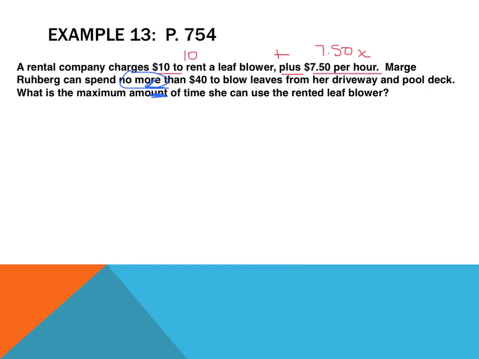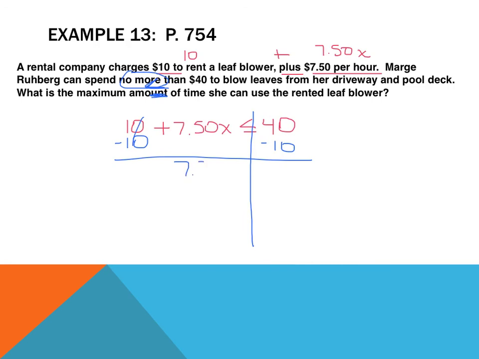Alright, so my equation is basically what I wrote up with my problem. So $10 plus $7.50 per hour must be less than or equal to 40. So we'll subtract 10. 7.50 times x is less than or equal to 30. And then 7.50 times x, so the opposite is to divide.